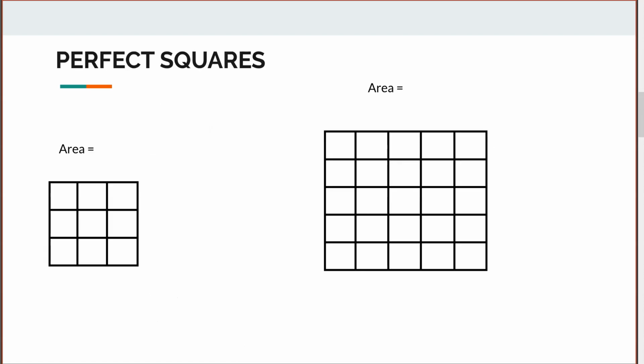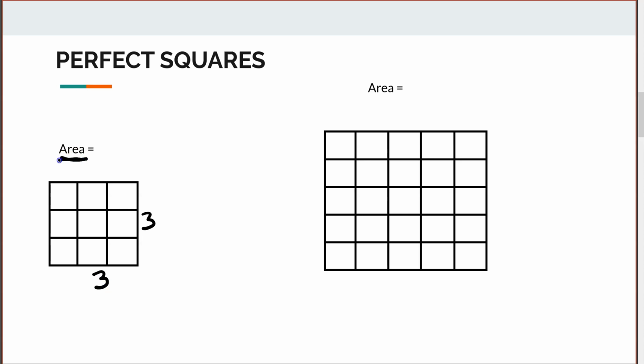All right, let's move on to perfect squares. If you see here, this is a perfect square. Try to think about why it is a perfect square. If you see right here, it has 3, 3, 3, 3. It is a perfect square. It has 3 on each side.